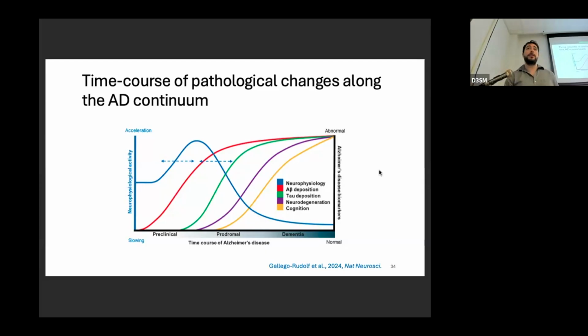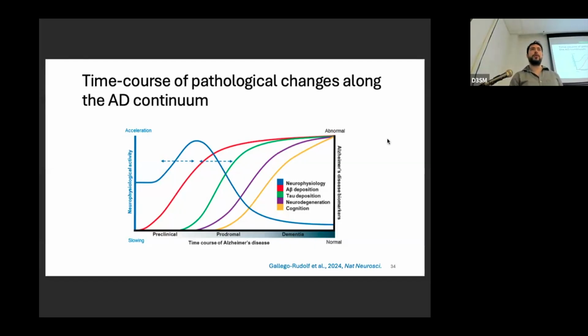However, given the challenges of studying the preclinical stages of the disease and recruiting participants that are on the path of Alzheimer's disease but do not have symptoms yet, we still don't fully understand how those neurophysiological activity change during the preclinical stage. So my first project took as a starting point the evidence coming from animal literature.